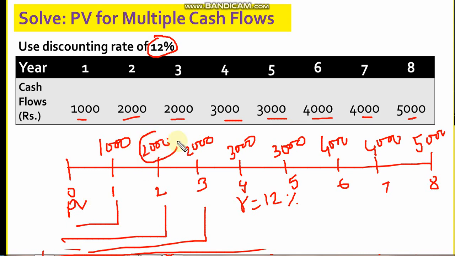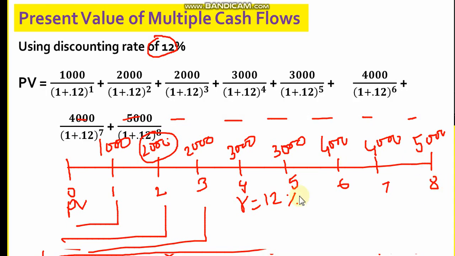For the second figure, what should I write? 2000 divided by 1 plus 0.12 to the power 2. In this way I'll separately calculate the present value for all the future values and then add them up. Okay, so how does it look? So it looks like this.